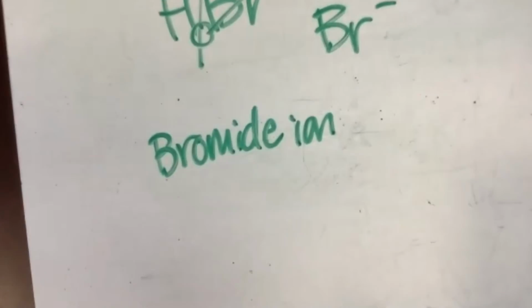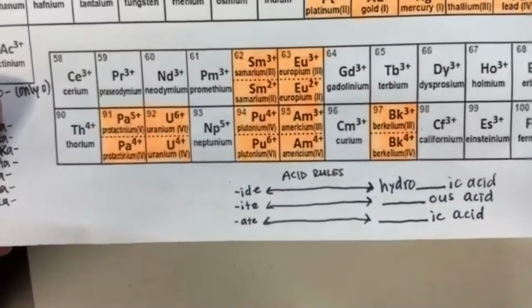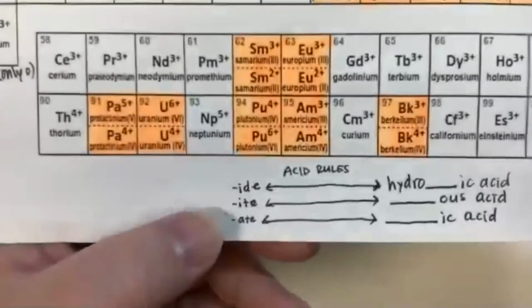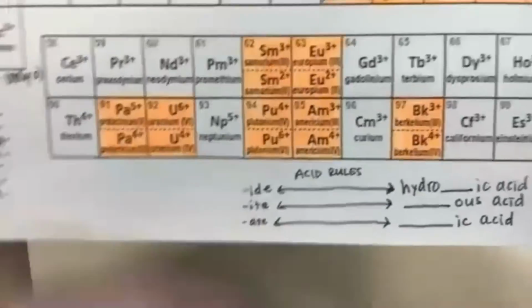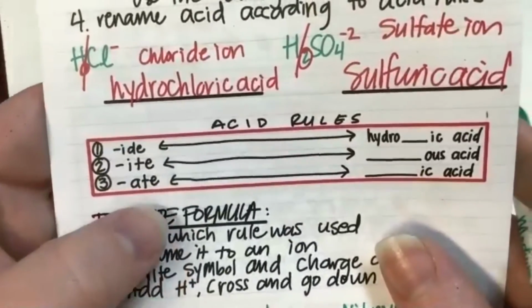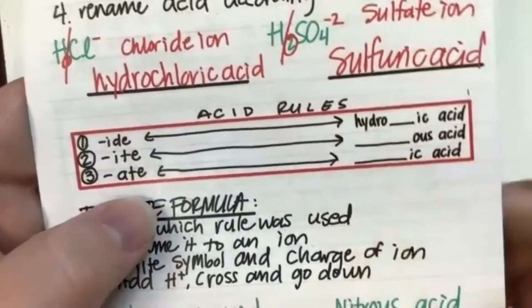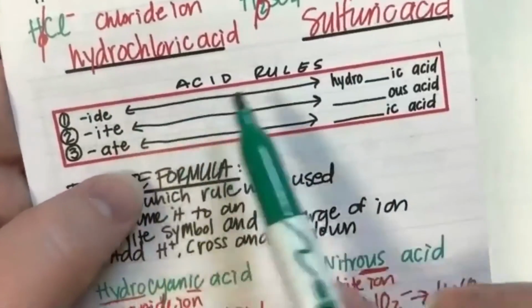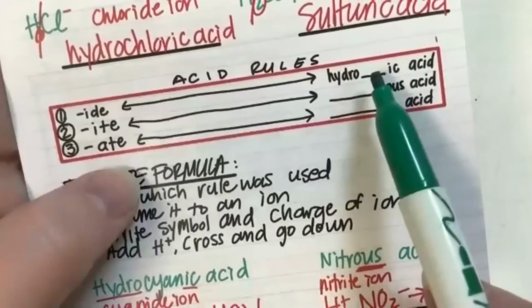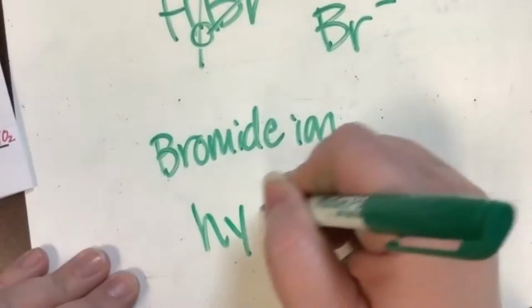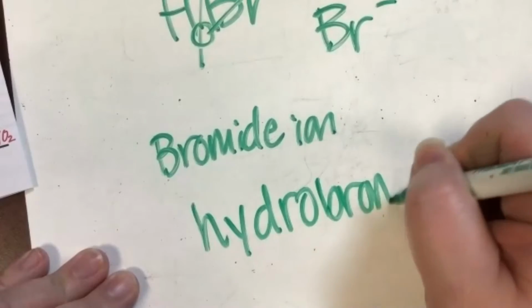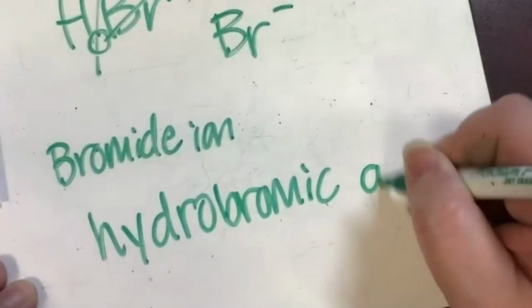So let me go to my acid rules. I did write my acid rules on my periodic table. This would be a good idea for you to do. And you've got 3 rules. Rule number 1 is ide ending, 2 is ite, and 3 is ate. These are also on your notes here. Here's what it turns into. So we're doing the first rule. It's going to be hydro, whatever the base is, ic acid. So this is going to be called hydrobromic acid.